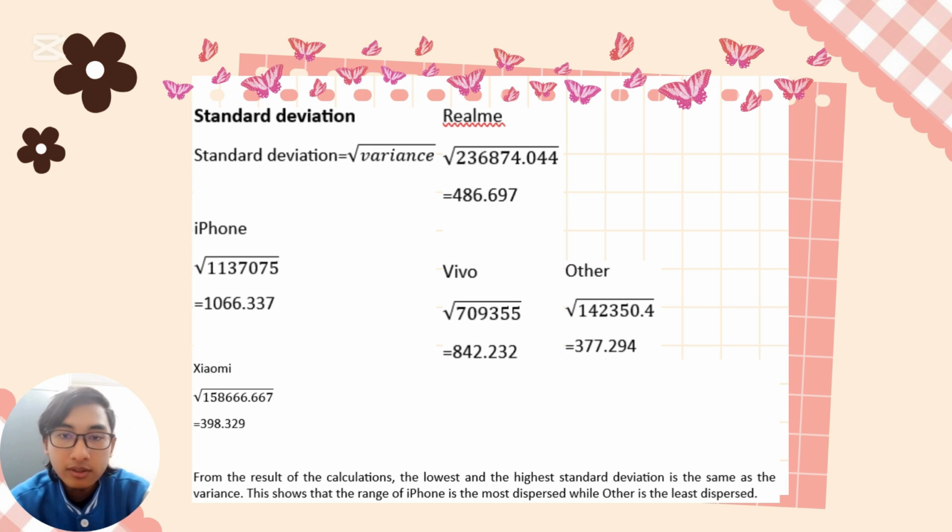For iPhone, we got 1066.337. For others, we got 377.294. For Realme, we got 486.697. For Vivo, we got 842.232. And lastly, for Xiaomi, we got 398.329. For the result of the calculation, the lowest and the highest standard deviation are the same as for the variance. This shows that the range of iPhone is the most dispersed, while others is the least dispersed.